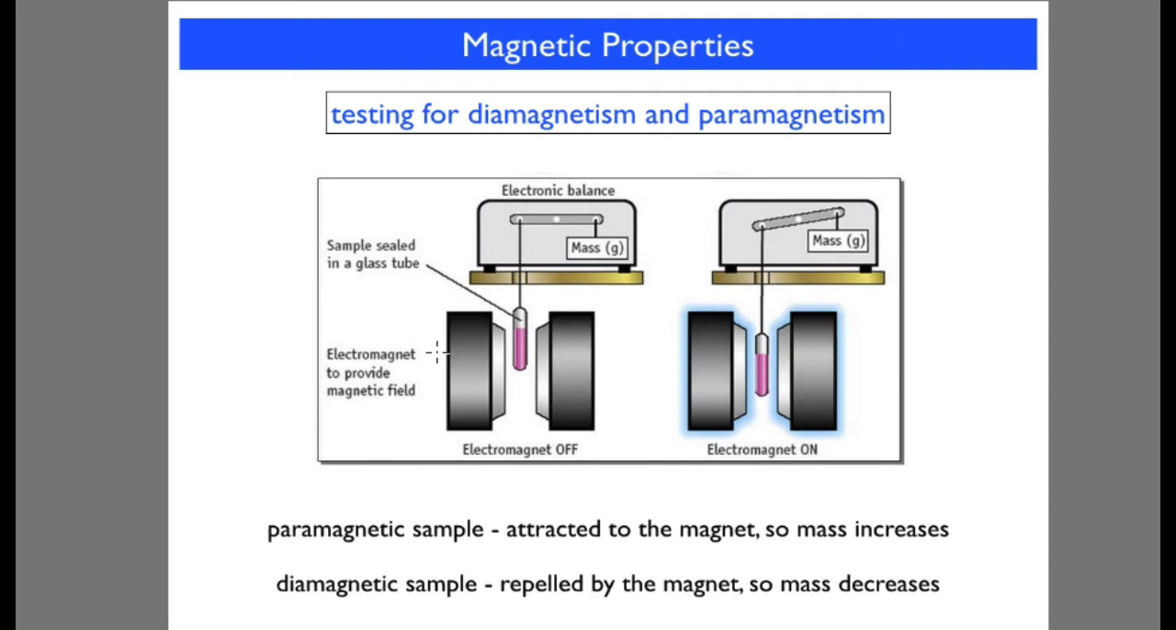You can test for diamagnetism and paramagnetism with the following setup. You get an electronic balance and hang a mass on the other side. You put the sample you want to look at in a glass tube and hang it between an electromagnet, which provides a magnetic field. A paramagnetic sample will be attracted to the magnet, so its mass will increase. A diamagnetic sample is repelled by the magnet, so the mass decreases. So you can see which is which.